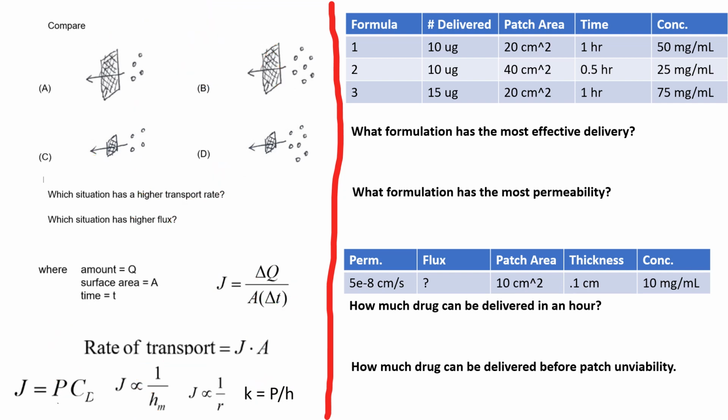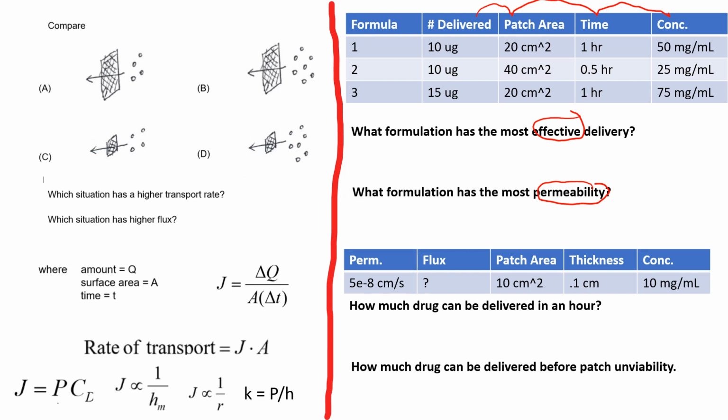Okay, so now that we've talked about just the basic properties of flux, let's get into the math, because this is what you're all here for. So if we're given a table like this, we've got amount delivered, patch area, time, drug concentration. For this first part, we want to see two things. We want to see most effective delivery, and we want to see most permeability. So what are we looking for?